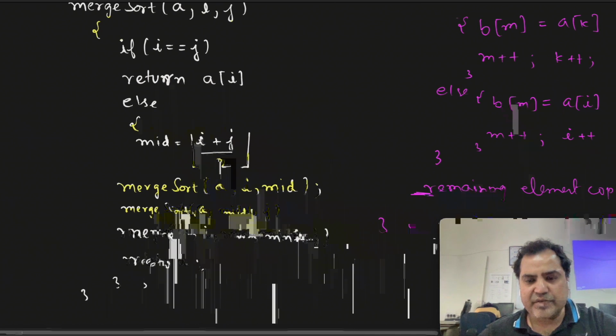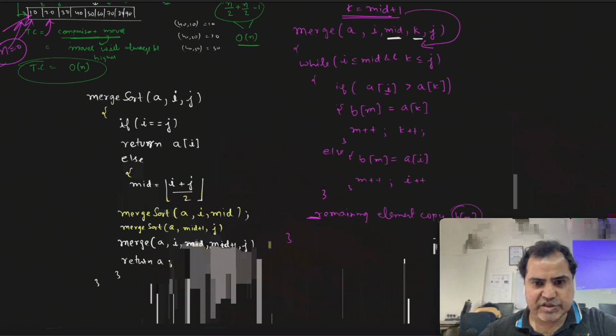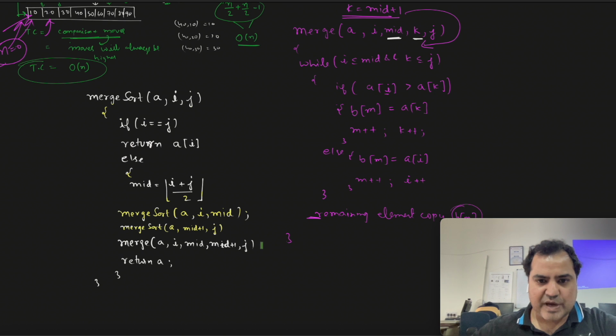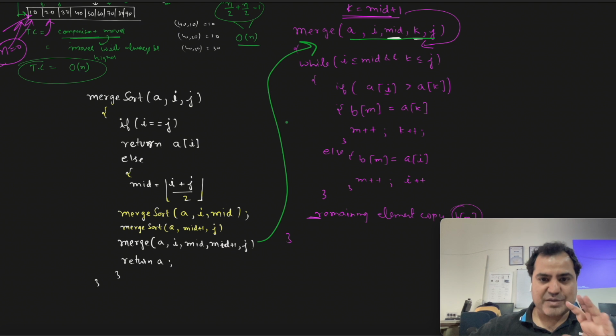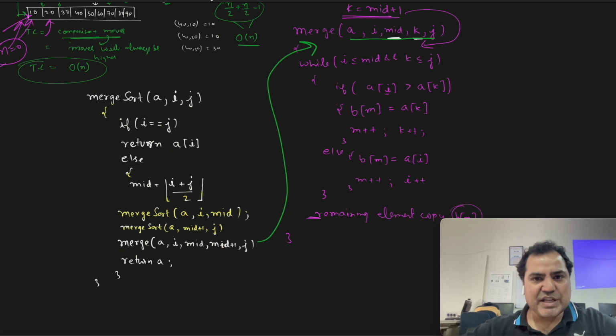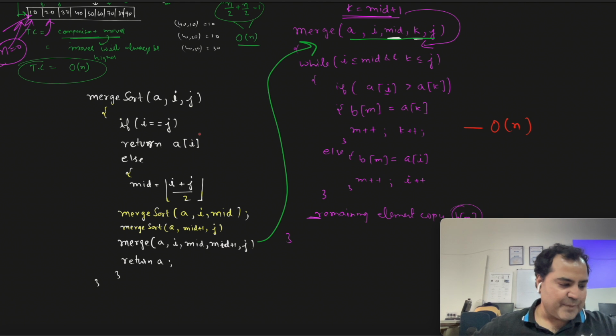So the merge algorithm we have already covered. This is that merge algorithm, right? This algorithm will be called inside here, so we can match parameters with this, and this is how the complete merge sort has been implemented. What's important is, as we have seen in the last class, this merge algorithm will take order of n time.